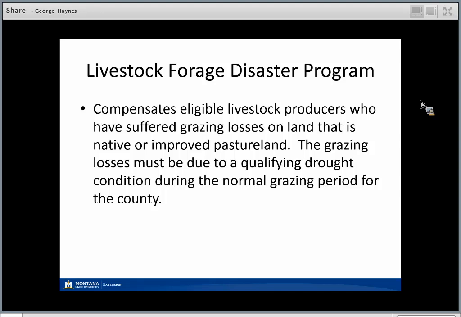This compensates eligible livestock producers who have suffered grazing losses on land that is native or improved pasture land. The grazing losses must be due, and this is really important, to a qualifying drought condition. We'll talk about what that means here in just a minute. During the normal grazing period for the county. So, it's drought when cattle are out grazing, and it doesn't do you very much good if I'm talking about winter time. Obviously, you're not going to be grazing your cattle out there. You're going to be having them in close to the sheds and feeding them some hay. So what does this all mean?